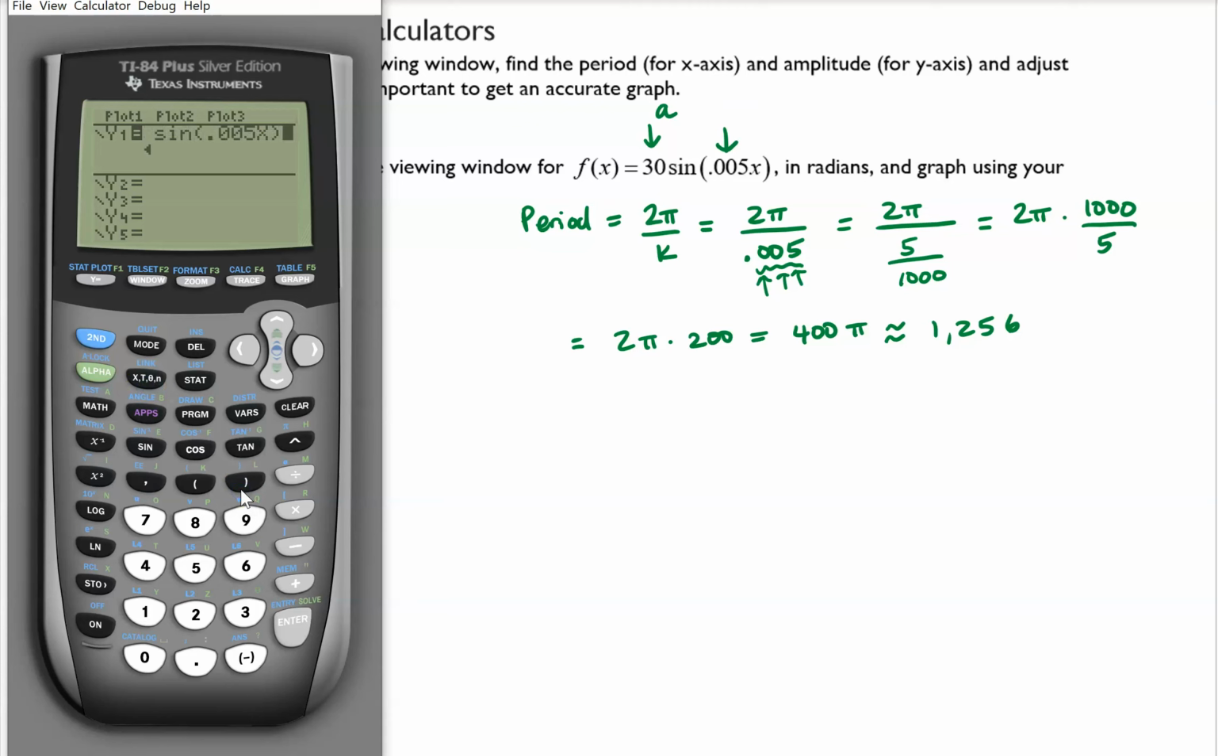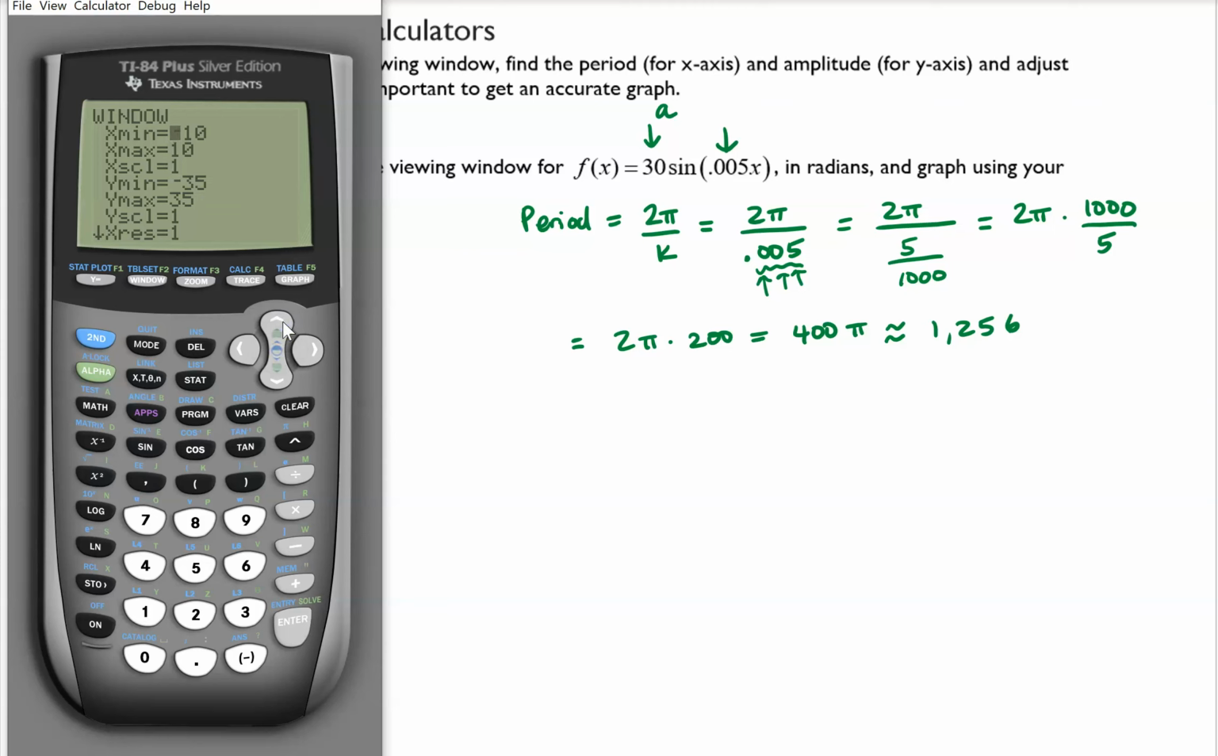And then I'm going to come up on the top row, the second button from the left says window. I'm going to push that. And remember that I said the lowest y value it's going to attain is negative 30. So I'm going to come here to the y min. Since it's negative 30, maybe I'll make it a little bit lower than that and say like negative 35. And then the y max, I'll make that positive 35.